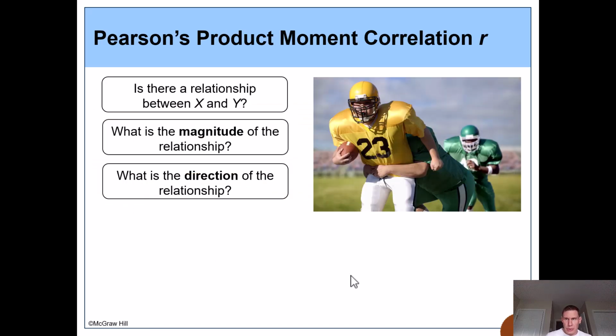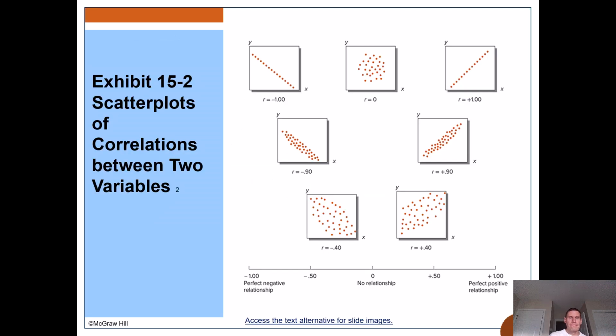So Pearson's product moment correlation R. This is a very popular one. So is there a relationship between X and Y is sort of the basic question. What is the magnitude of the relationship? And also what is the direction of the relationship? So the magnitude is sort of how strong that association is, and then the direction is, is it positive or is it negative?